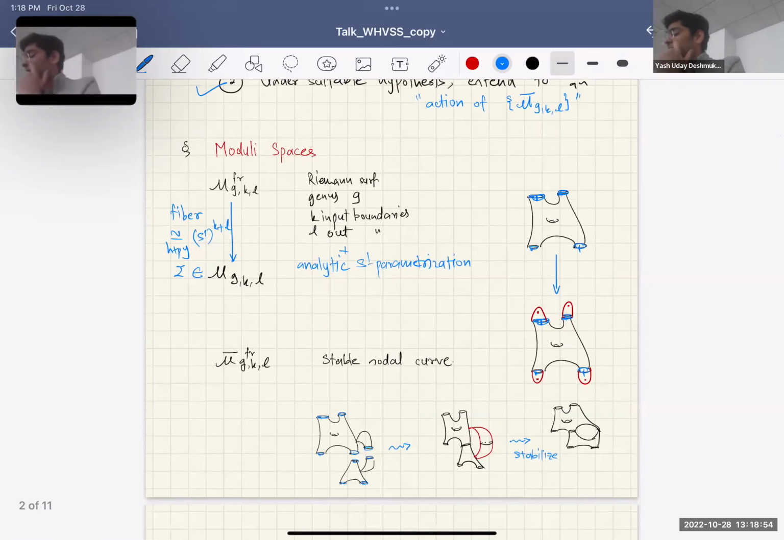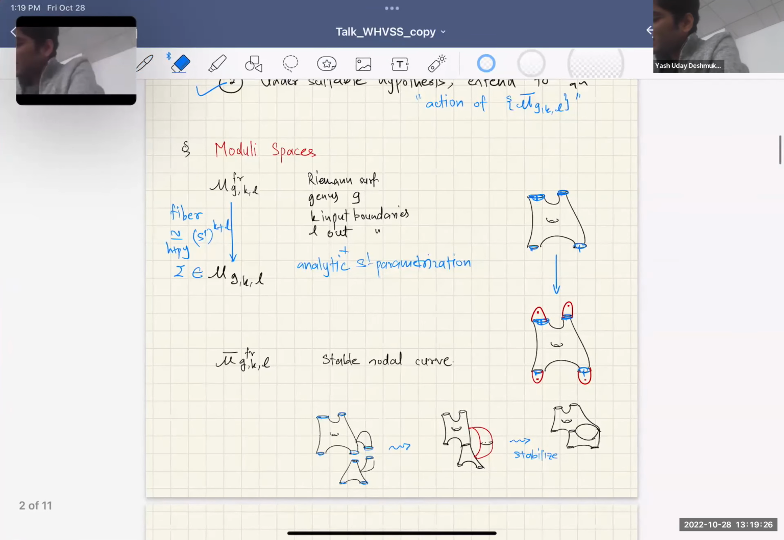Let's come to the second kind of moduli space we want to consider. These are going to be M-bar framed GKL. These are similar to the framed moduli space, except that we now allow stable nodal curves. So these are genus G, K input boundary components, L output boundary components, each boundary component carrying an S1 parameterization, but you also allow stable nodal curves, and these nodes are assumed to be away from the boundary. When I say stable, this means that there are finitely many automorphisms which preserve all data. In particular, automorphisms are supposed to preserve the boundary parameterization.